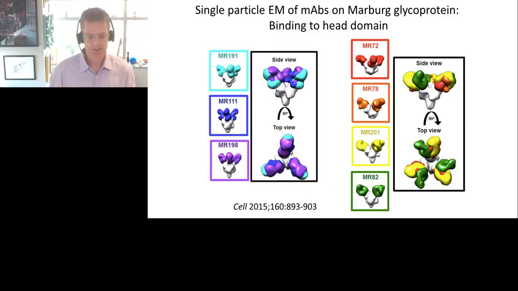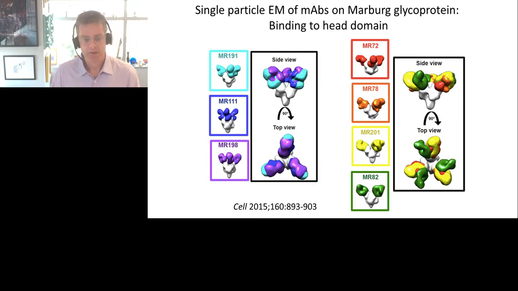So from her peripheral blood, we contacted her. She gave us peripheral blood. We made monoclonal antibodies from her B cells, and we made about 50 originally, and a number of those were neutralizing for Marburg virus with the real virus, which we did in collaboration with Alex Bukreyev at UTMB.